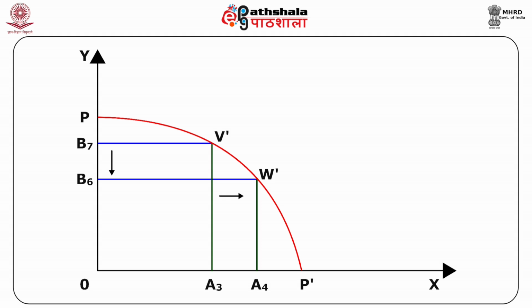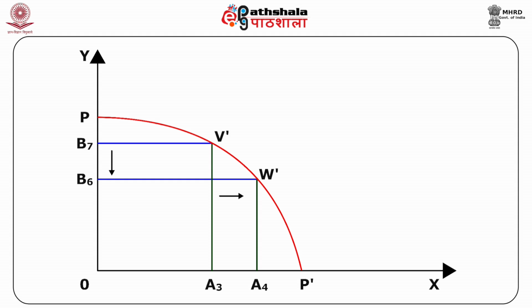Now, if we were to join the points V prime and W prime, as we have just said, because of increasing cost or because of the convexity of the isoquants, what we find is that the relationship between V prime and W prime is nonlinear. It is going outwards, that is, it is concave to the origin. And if we extend this logic upwards from B7 on the y-axis, then it would become flatter and flatter as we approach the point of intersection P, which lies on the y-axis.